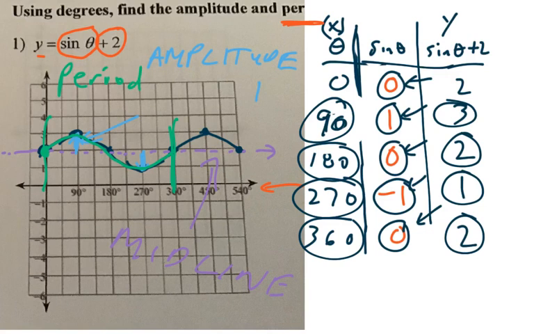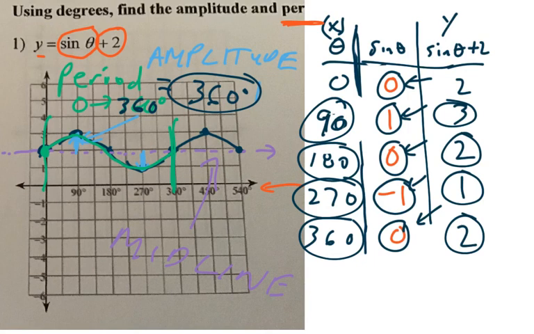And our period, notice, went from 0 to 360 degrees. So I know that's hard to read. Let me do it with black. So we would say our period is 360 degrees.